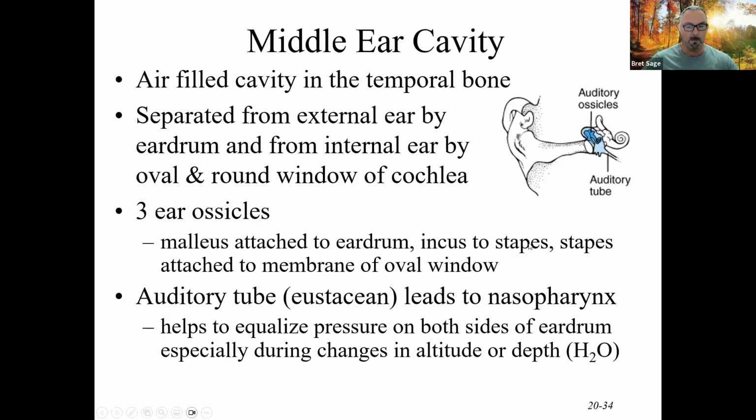The incus is attached to the stapes, and the stapes is attached to the membrane of the oval window. So these 3 bones are connected together. The auditory, or eustachian, or pharyngoauditory tube leads to the nasopharynx, basically the back of the throat, just a little bit above your mouth. It helps equalize the pressure on both sides of the eardrum, especially during changes in altitude or depth underwater.